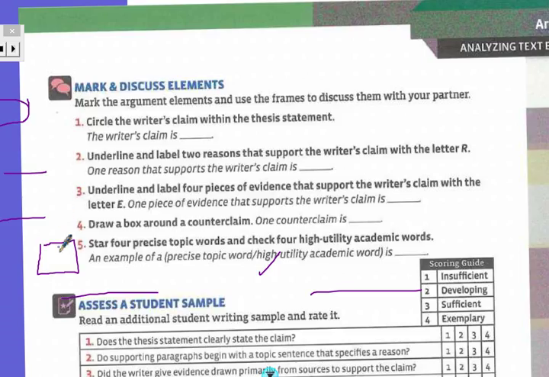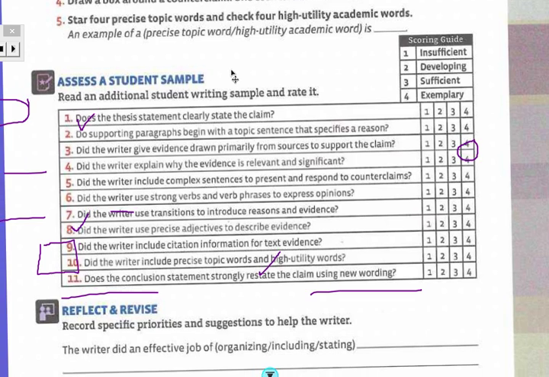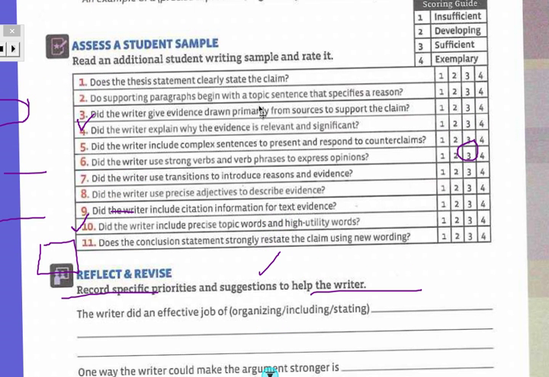Again, look at what you need to do. Underline and label 2 reasons with the letter R. Underline and label 4 pieces of evidence with the letter E. We already have the counterclaim and the claim, and then precise vocabulary words. When you finish that, reread the sample essay and ask yourself these questions.